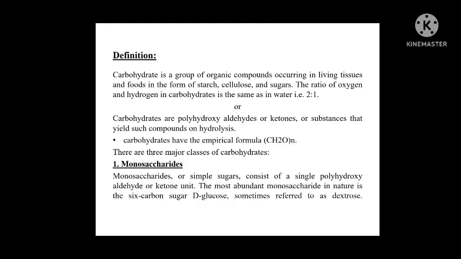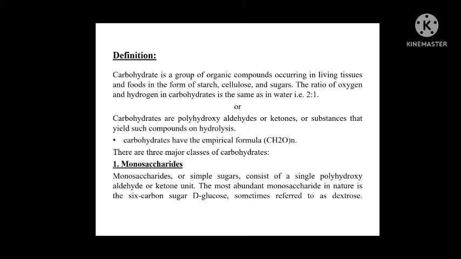So, monosaccharides. We know that mono means single, saccharide means sugar unit. So monosaccharides consist of a single sugar unit. These are simple sugars, consisting of a single polyhydroxy aldehyde or ketone unit. The most abundant monosaccharide in nature is the 6 carbon sugar D-glucose, sometimes referred to as dextrose. Very important for competitive exams: D-glucose, dextrose.